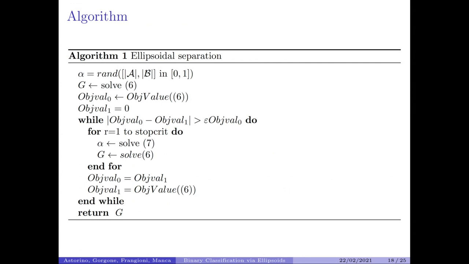So this is just the scheme of the algorithm we used. We first start with randomly generated values of alpha. We initially solve the SDP program in order to have an initial ellipsoid. And then we iteratively solve the quadratically constrained program and then the SDP program until the relative decrement of the objective function value is less than a certain threshold that we chose. So this is just the algorithm.